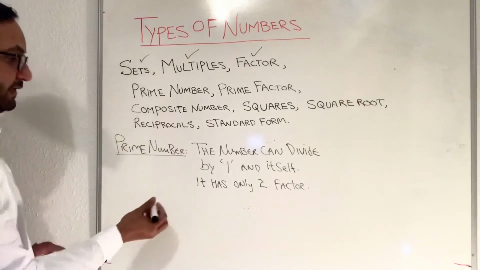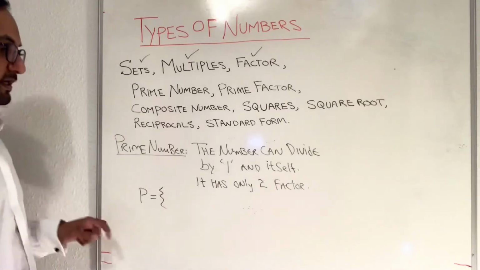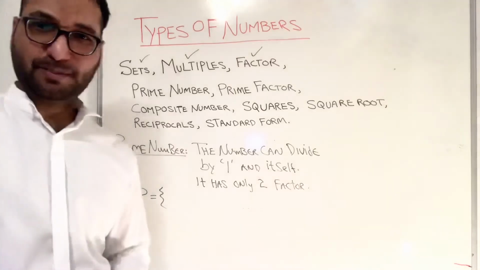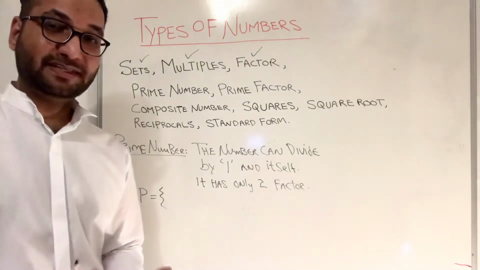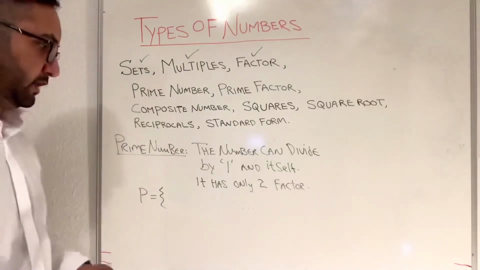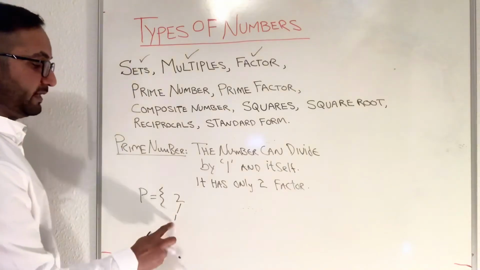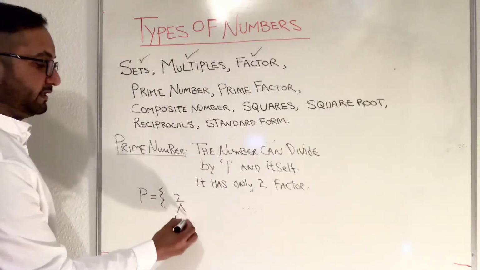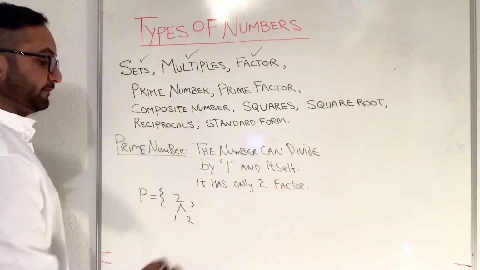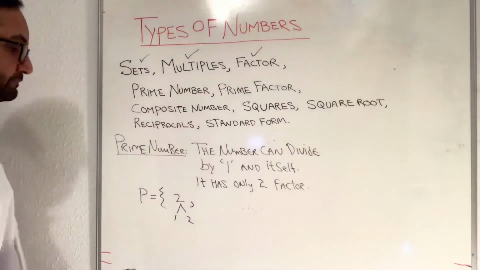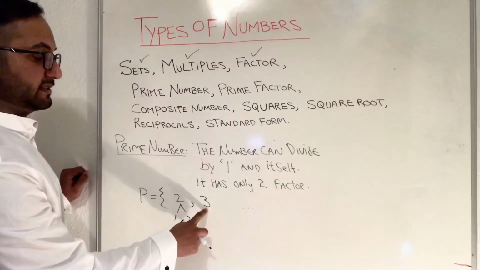So now we can write down that prime numbers belong to P. Is 1 a prime number? No, because 1 has only 1 factor. So 1 is not a prime number. What about 2? 2 has 2 factors. 2 can be divided by 1 and by itself. So 2 is a prime number. What about 3? 3 can also be divided by 1 and itself.